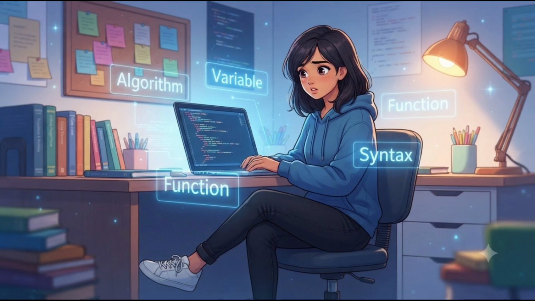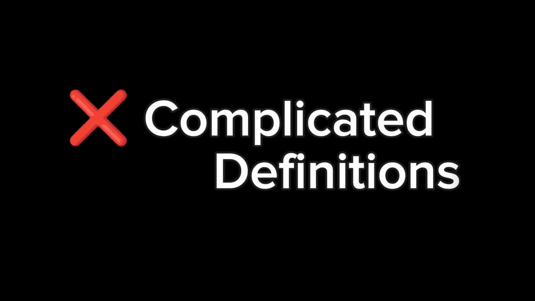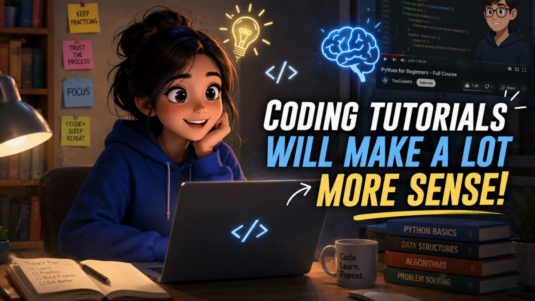Have you ever watched a coding video and suddenly heard words like algorithm, variable, function, compiler, syntax, etc. and thought, wait, what does that even mean? Don't worry, every programmer feels confused by these terms when they are just starting out. In this video, I'm going to explain the 15 most important programming terms every beginner should know. And don't worry, I'm not going to use complicated definitions. Instead, I'll explain every term with simple real-life examples. So, by the end of this video, coding tutorials are going to make a lot more sense.